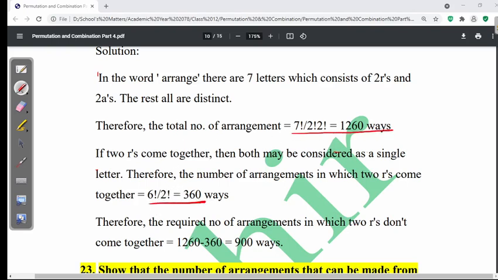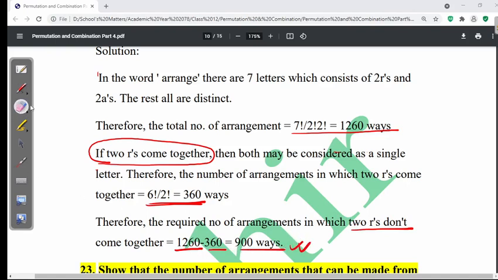So this is the total number of arrangements, and this is the arrangement when R's come together. For our requirement, R's do not come together, it is 1260 minus 360, which is 900 different ways. This is also another important question, dear students, you have to consider.